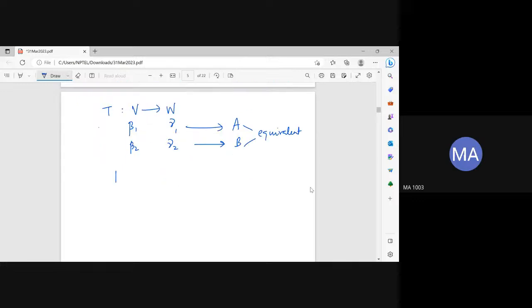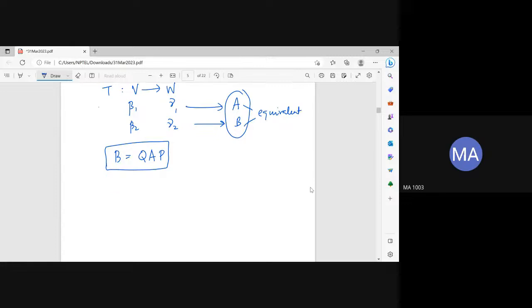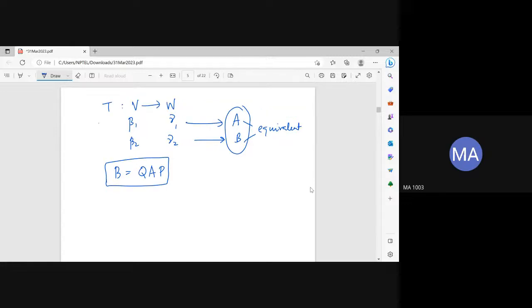And how will you find out? So I want to write P is equal to QA, B is equal to QAP. This is what I know they are equivalent. So I know there is a Q and a P, which can be written in terms of this, like B is equal to QAP. So how will you find out the P using the linear transformation?